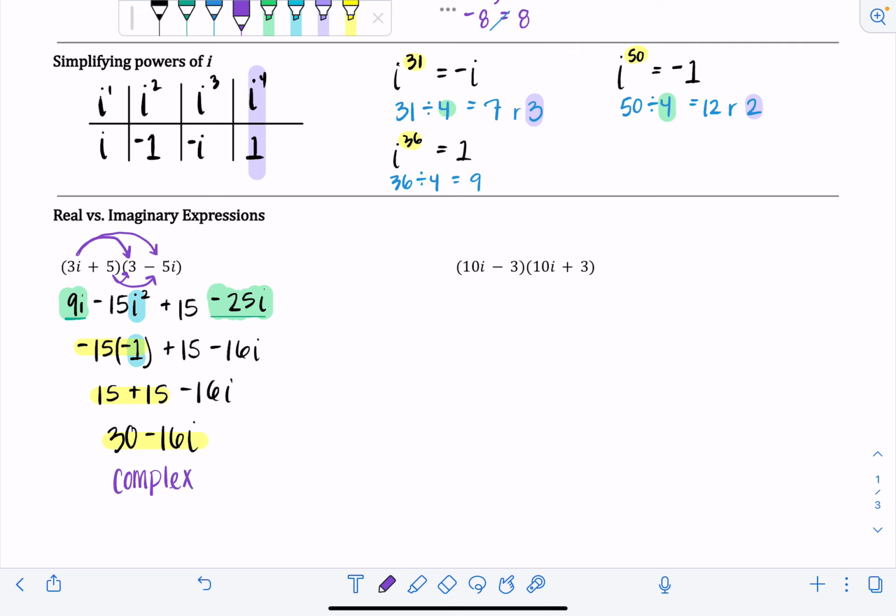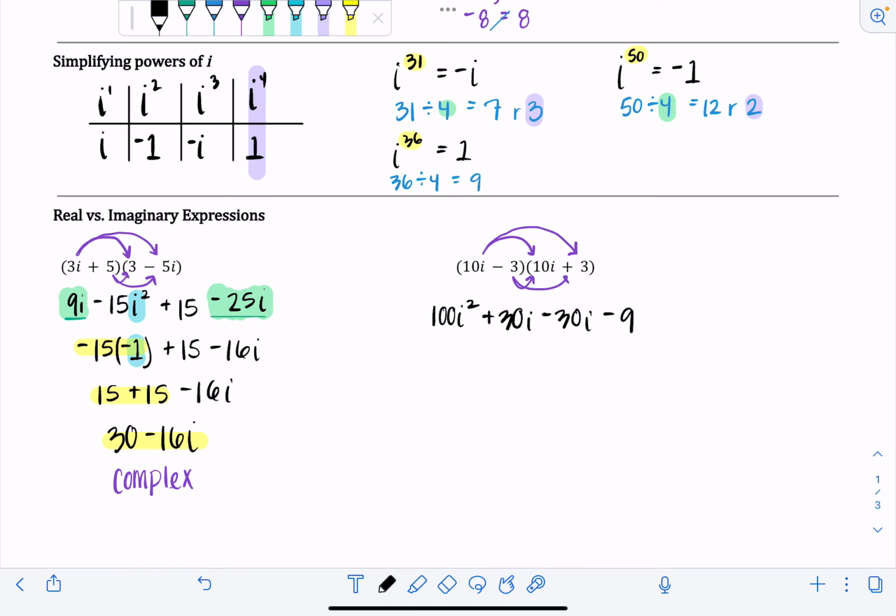And then for the second one, same approach. We're still gonna multiply it, FOIL it. So 10i times 10i, you do 10 times 10, which is 100, and then i times i, which is i squared. 10i times 3, so that would be 30i. -3 times 10i would be -30i. And then -3 times +3, that would be a -9.